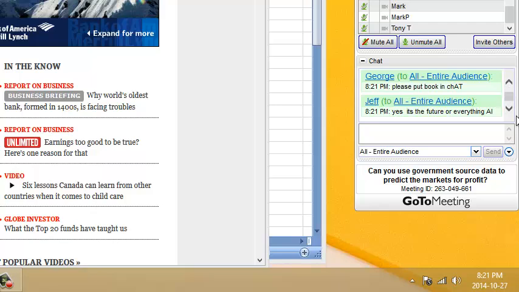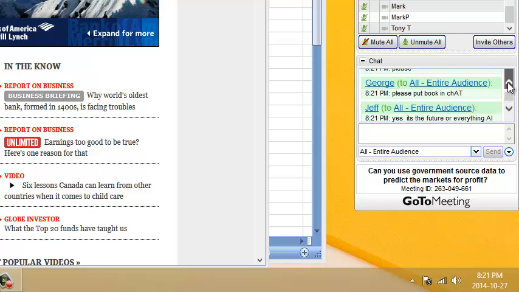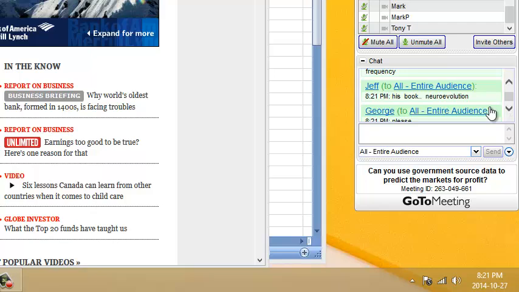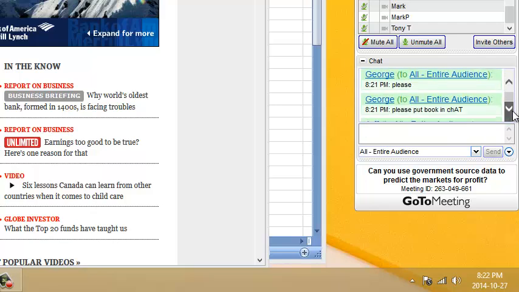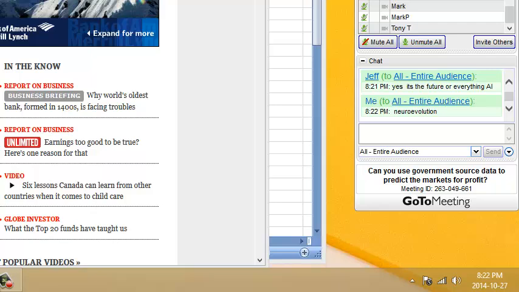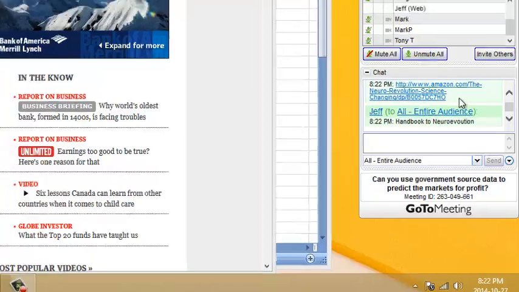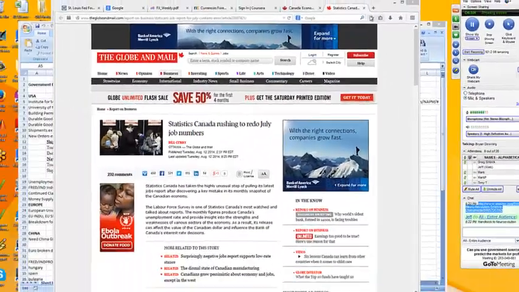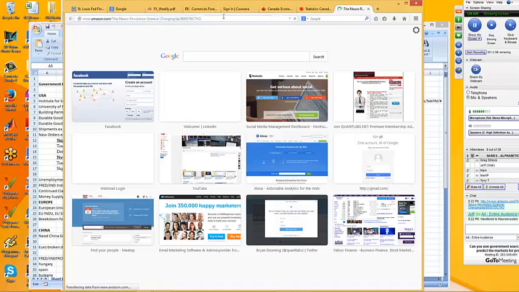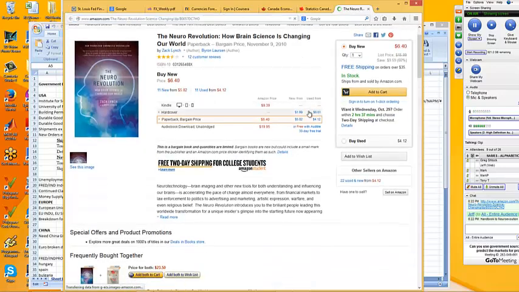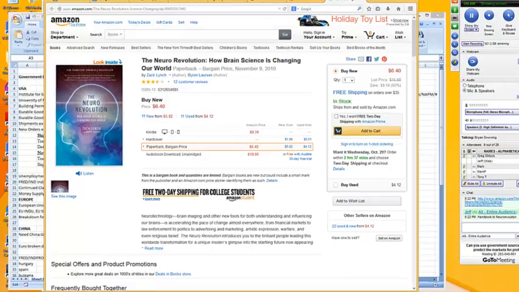So George asked for the book in the chat. Yes, it's Future of Everything AI. So is that the name of the book, Jeff? Is it Neuroevolution? I can't remember the exact book. I remember he mentioned one of them. If this is it. Have you found it, Gigi, at all? Yes, but I'm not sure if it's this one. If you could put the link in, I could try to do a search on it. Oh, here we are. You can look and confirm or not if it's this book. Yeah, that's right, from Jeff. That's who mentioned it. So it's Handbook to Neural Revolution. Yeah, we got it. That's the one.